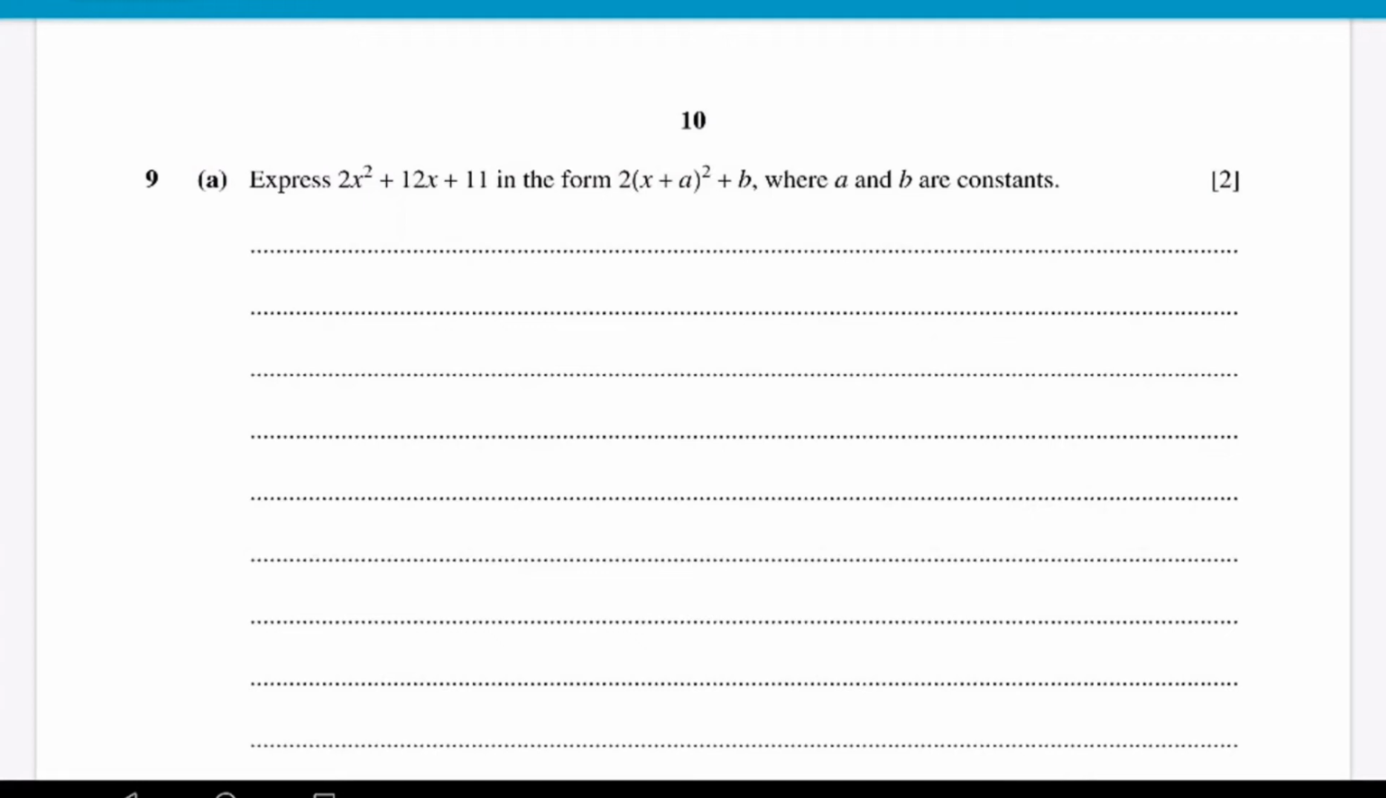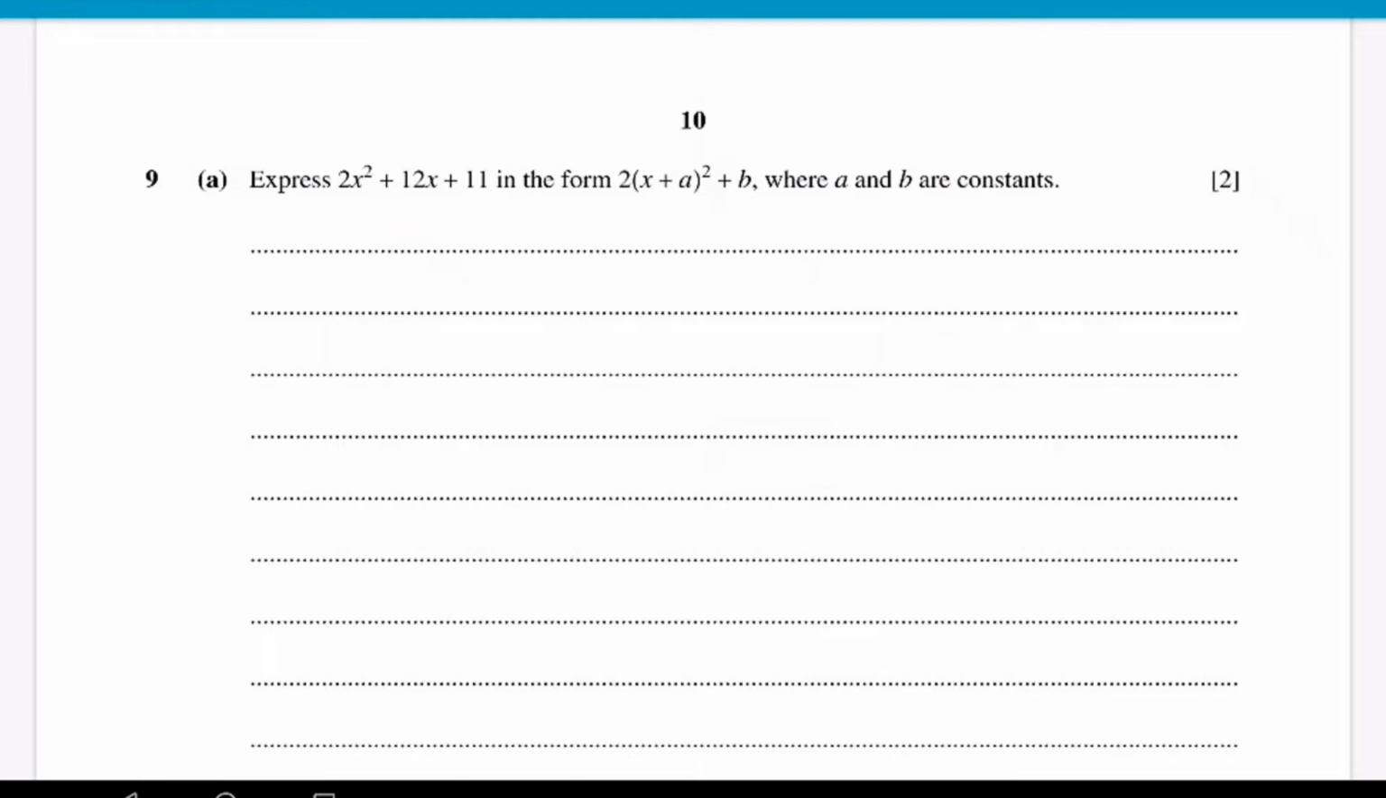Right, so let's look at the question here. The first part is to express this quadratic expression into the completed square form. Basically, you just need to show a bit of the working from here.